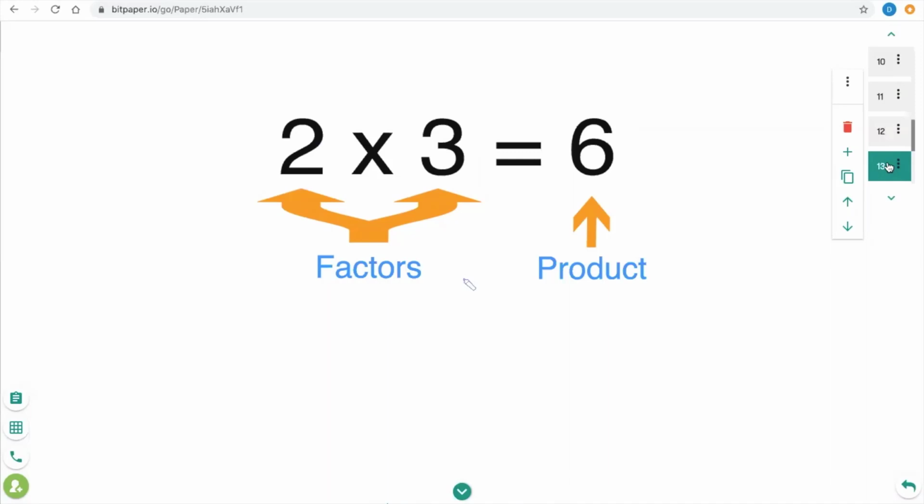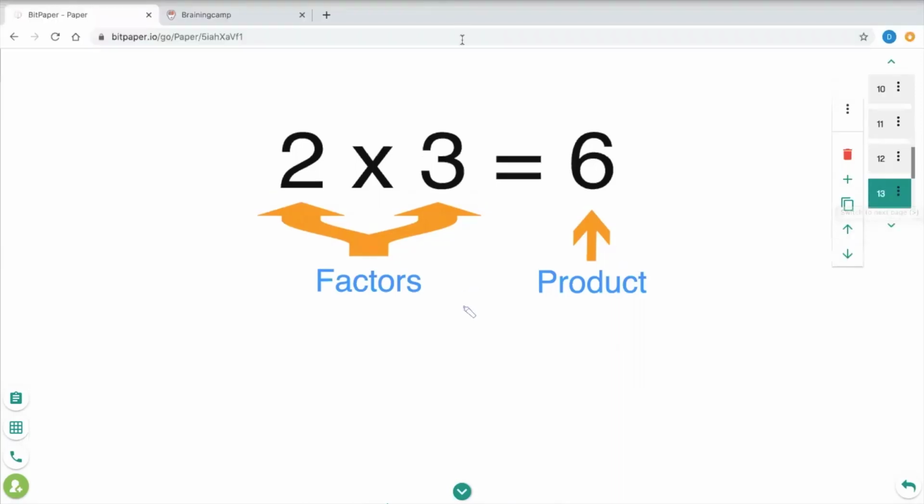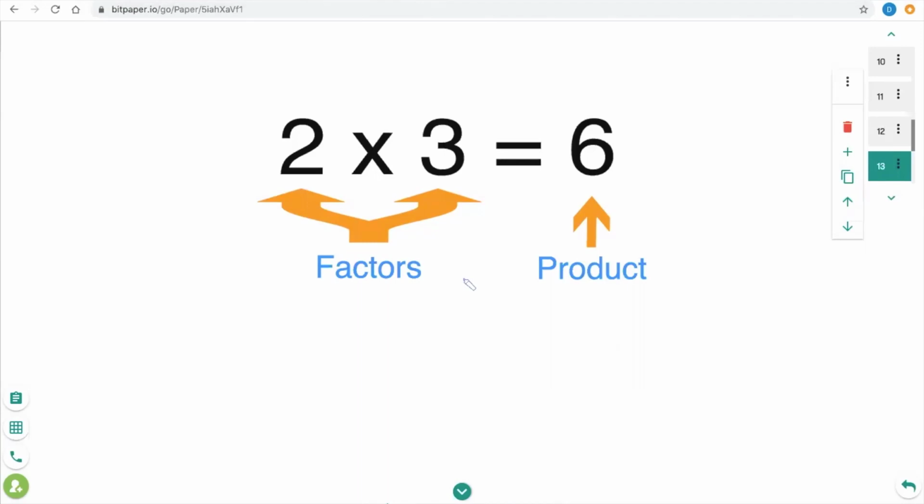The kind of tricky part is that most times, a number has more than just two factors. So the question then is, how do we figure out all the factors of a number? Well, let's jump over here to our manipulatives and show how some number tiles can help us figure this out.